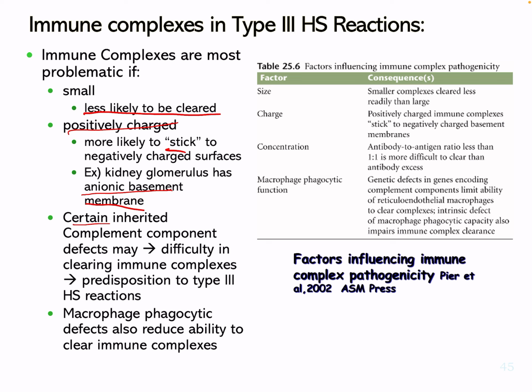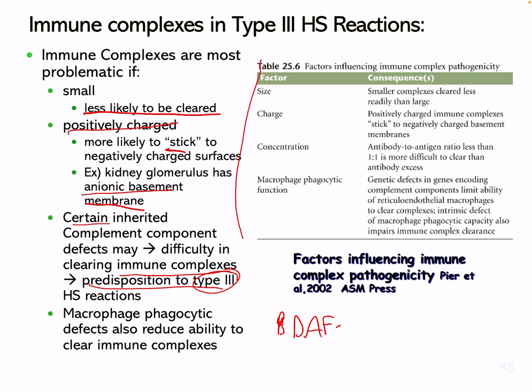There can be certain inherited complement component defects, which may result in difficulty in clearing immune complexes. So again, such as we had our decay accelerating factor and other cells that are involved in removing complements. So if we have issues in this, we can have overactivation, and this can result in predisposition to type 3. We also can have macrophage phagocytic defects, which also reduce the ability to clear immune complexes.